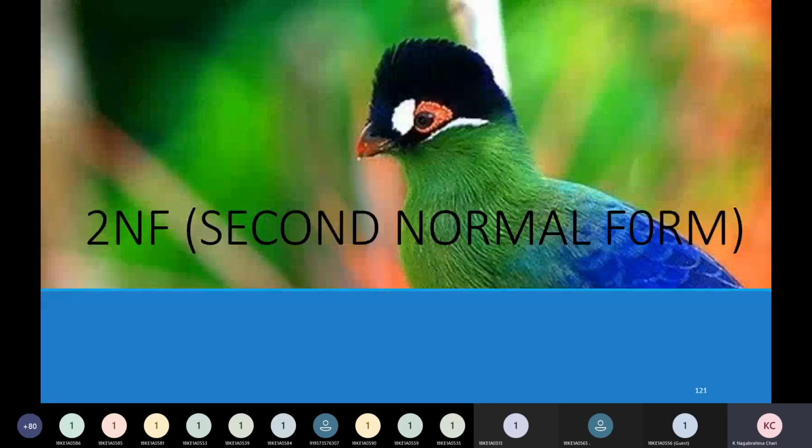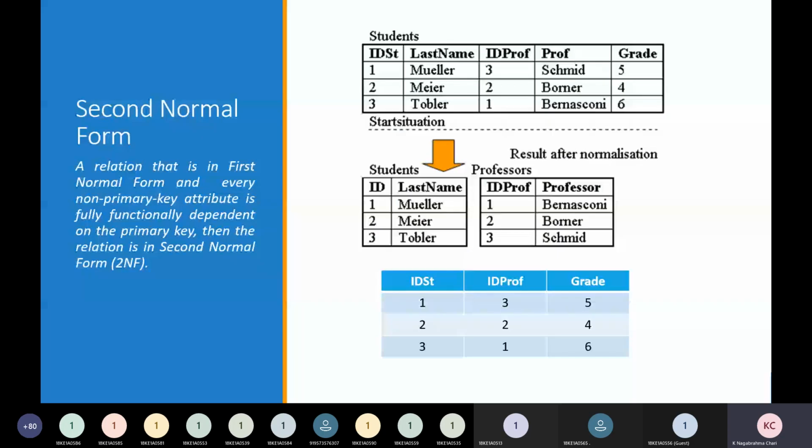Initially, for second normal form, you have to remember two rules. First rule is the table is in first normal form. Second one, we want to avoid partial dependencies. If a table has partial dependencies, we want to avoid these partial or functional dependencies. Then that table we can call second normal form.